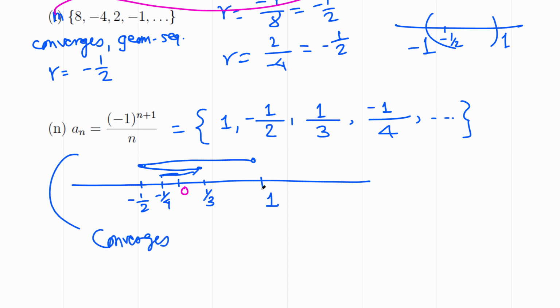Just examining the terms, this will be 1/5, -1/6. If we look closely, the bottom is increasing. That means this is going to go to 0, as you can see here, coming towards 0 slowly. So it converges to 0.